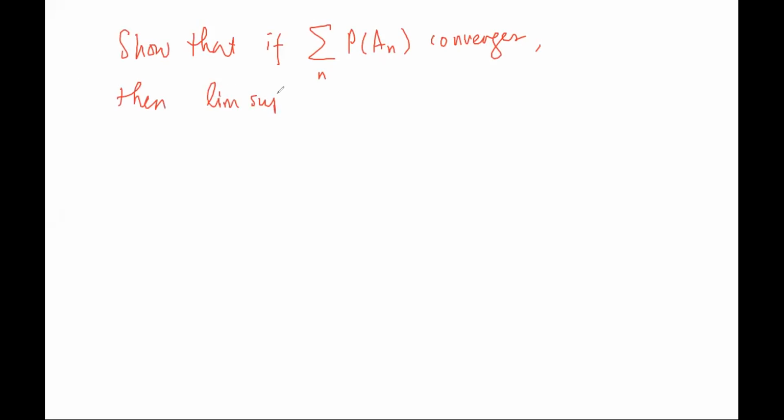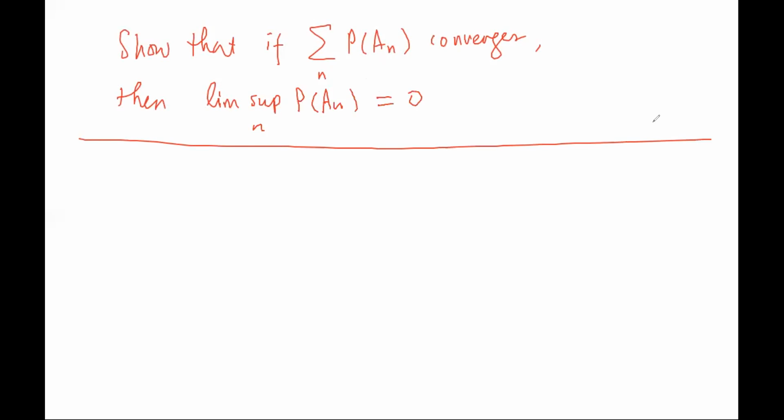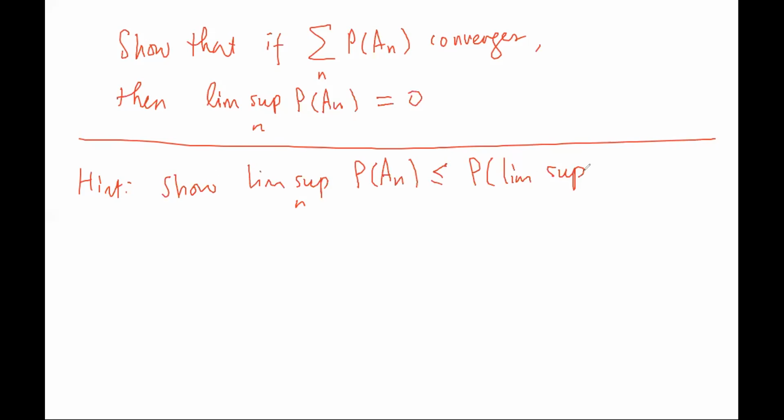Okay. So the question says, show that if the sum of P(A_n) converges, then lim sup P(A_n) is equal to 0, right? And what was the hint given? Show that lim sup P(A_n) is bounded by P(lim sup A_n). Then use the first Borel-Cantelli lemma.